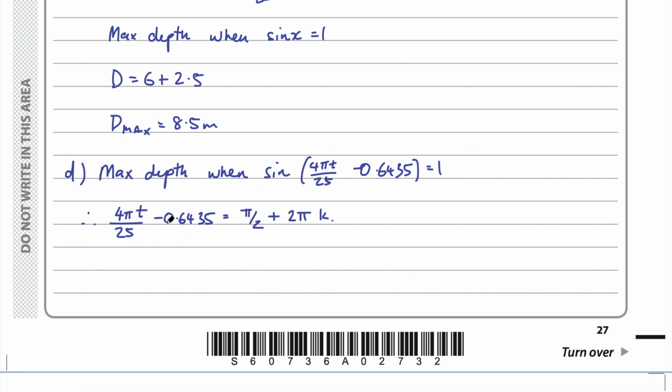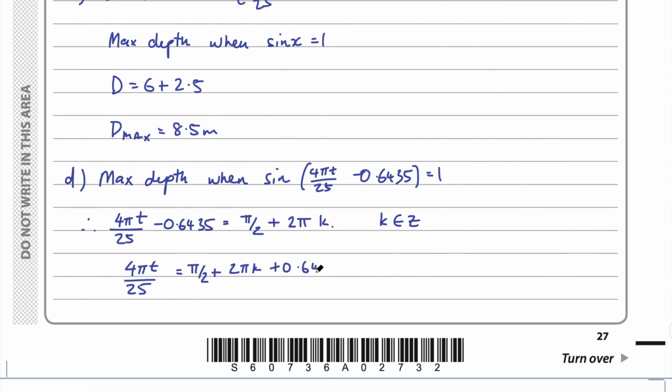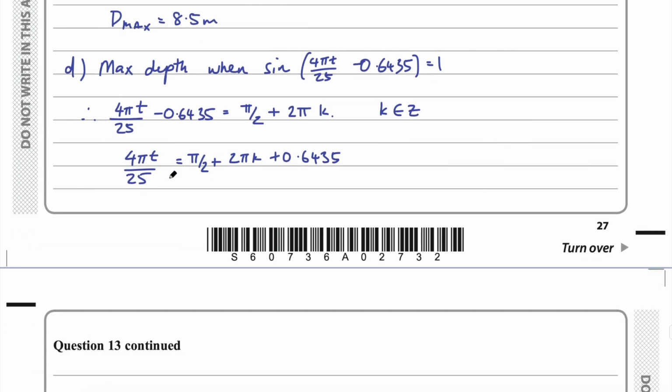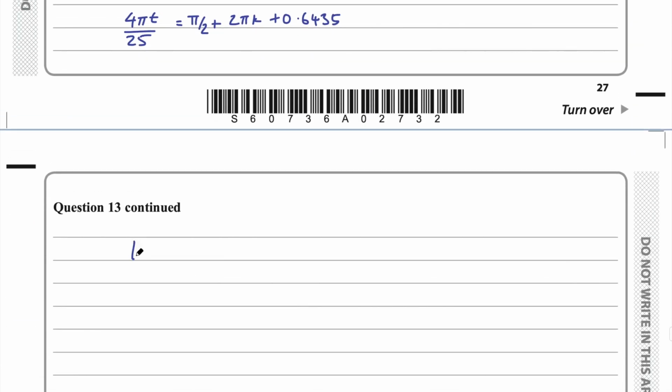So firstly, what we could do is to add this negative 0.6435 over to the other side. So 4 pi t on 25 equals pi on 2 plus 2 pi times k, and I should say k is an integer value, so that can be 1, 2, 3, etc. I'm not talking about decimals or fractions. So this was plus 0.6435. Okay, and then we can multiply all of that by 25 and then divide by 4 pi to get t. So this is going to be 25 times pi on 2 plus 2 pi k plus 0.6435 divided by 4 pi.